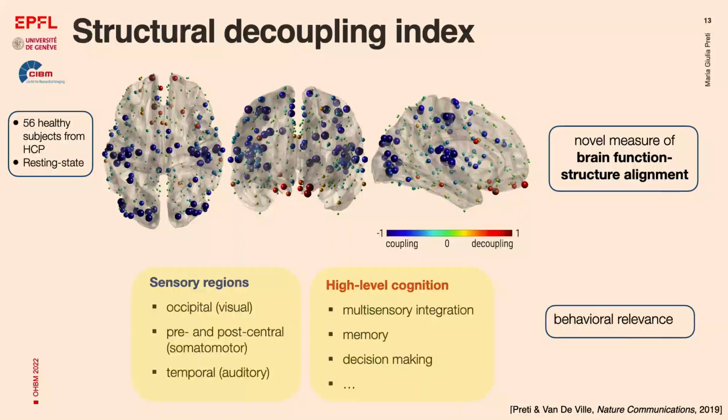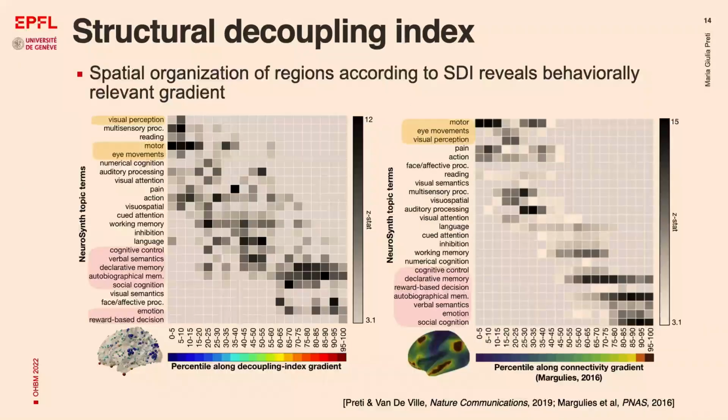So this gradient has indeed a behavioral relevance that we confirmed also with the Neurosynth topic term analysis, where the regions that are more coupled, the ones that you see here in blue, corresponded more to lower level sensory functions like motor, eye movements, and so on, while the regions that are more decoupled correspond to more complex tasks, let's say, and higher cognitive level tasks. And these results replicated the very famous ones on functional gradients introduced by Margulies in 2016. So we really wanted to perform the same analysis here to see if there was a correspondence.